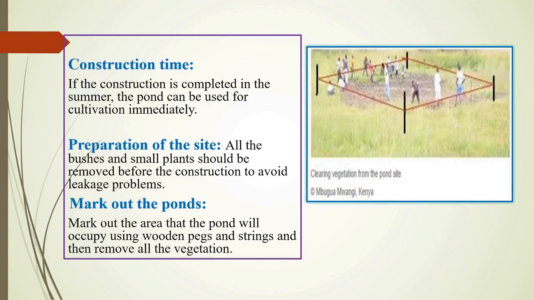If there are any trees near the construction site, branches towards the site are cut so that the sunlight is not blocked and the leaves do not fall in the water.